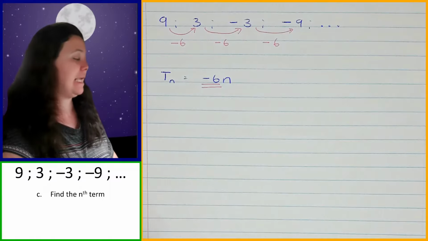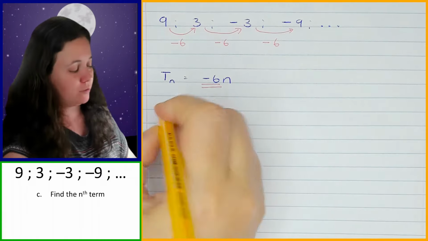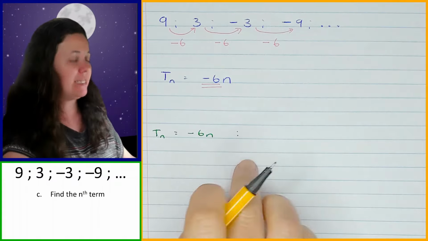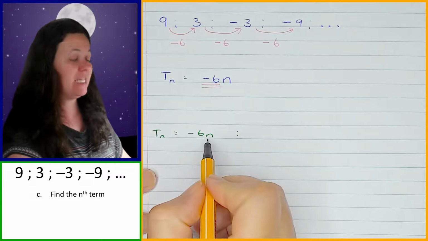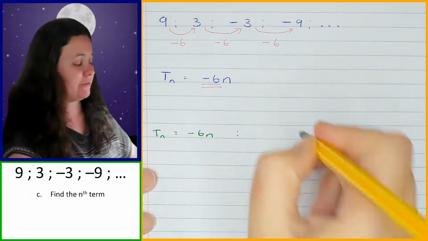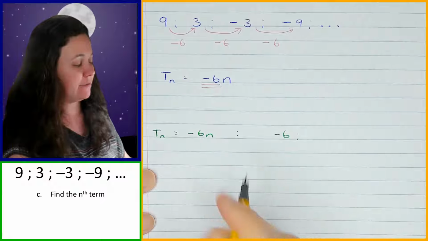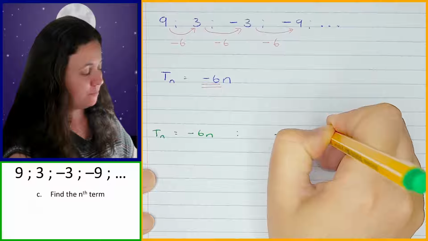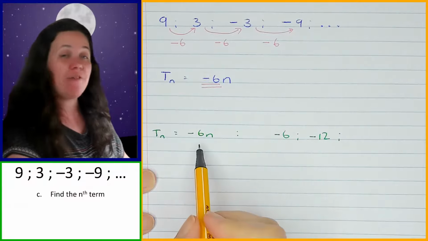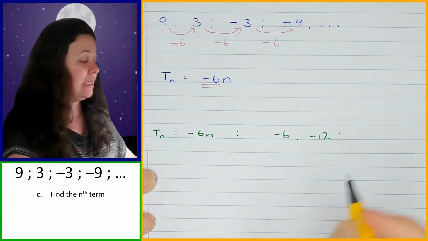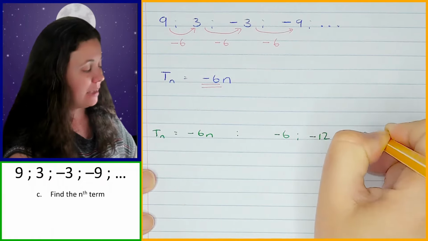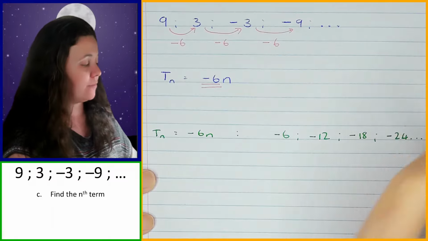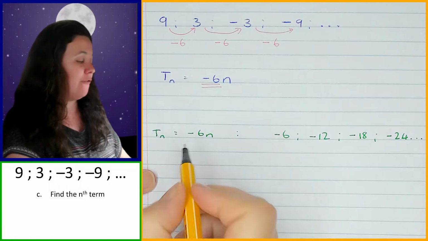But now, if we take just this rule, Tn equals negative 6n, and we write down what that pattern looks like: if n is 1, then it's negative 6 times 1, which is negative 6. So my first term would be negative 6. If n is 2, I have negative 6 times 2, which is negative 12. So my second term would be negative 12. If n is 3, I have negative 6 times 3, that's negative 18. If n is 4, I have negative 6 times 4, which is negative 24, and so on. Okay, so this is what my pattern would look like for this rule.